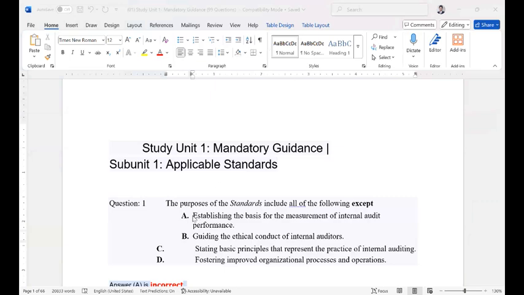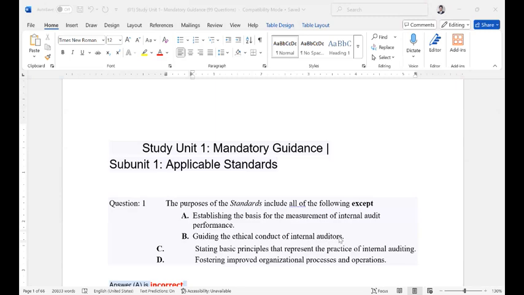So 3 out of these 4, 3 gives you the purpose of having standards. 1 does not. What do you think is the answer? Fairuz. All right. D. No.